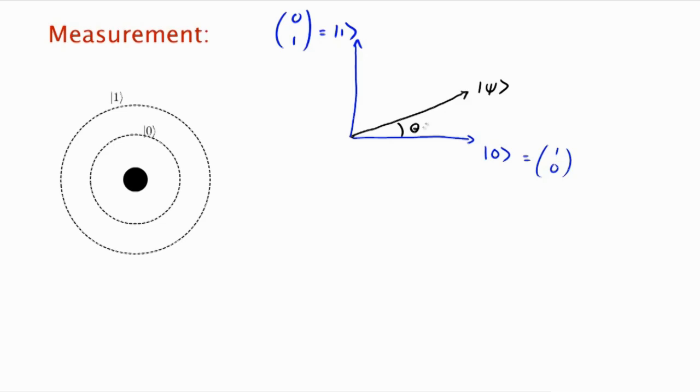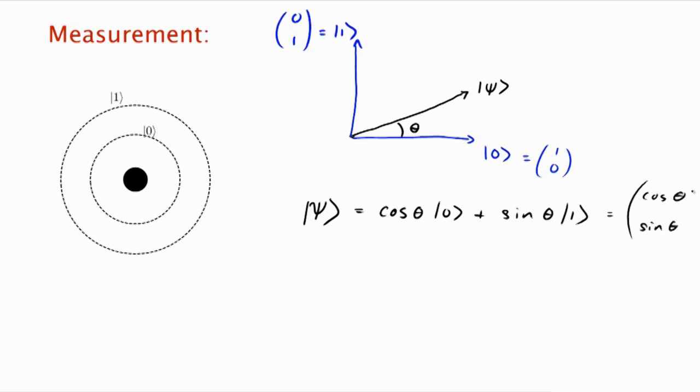Okay, so this angle is theta, and all our amplitudes are real because I'm drawing everything in a two-dimensional real space. So now what's psi? Well, the intercept on the x-axis is cosine theta, so it's cosine theta 0 plus sine theta 1, or in usual vector notation, cosine theta, sine theta. I've been writing it in usual vector notation for a while, but hopefully soon you'll make a transition where the ket notation will seem perfectly natural to you.